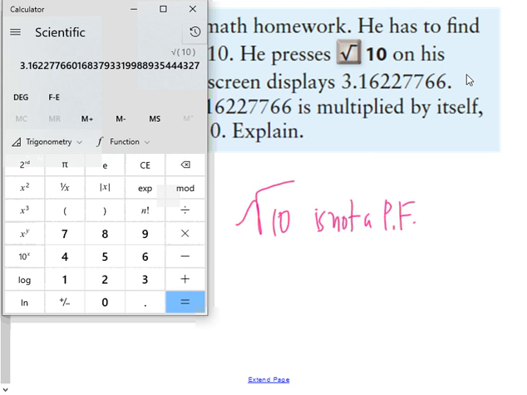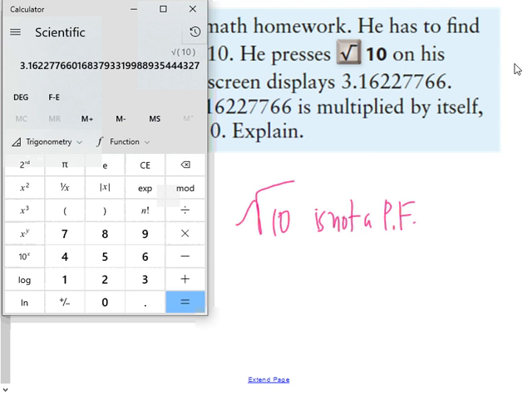So because he stopped at the 6, that multiplied by itself is not as close to 10 as if I took this one and multiplied it by itself. Because if I multiply that by itself, it gets even closer to 10. And if I had a bigger calculator that was able to put that many digits, I would multiply together to get a number even closer to 10. But no matter how big my decimal is, when I multiply that decimal by itself, it doesn't give you 10. It gives you a number closer and closer and closer to 10, but not 10 itself.